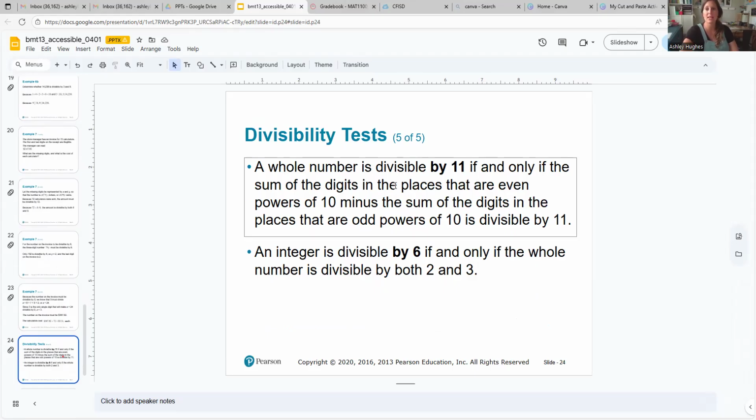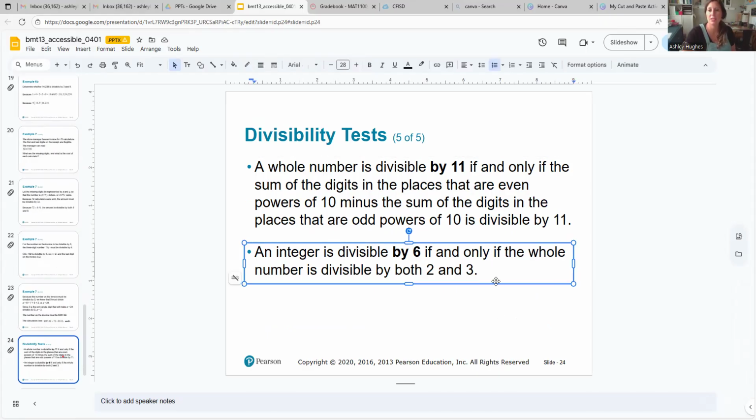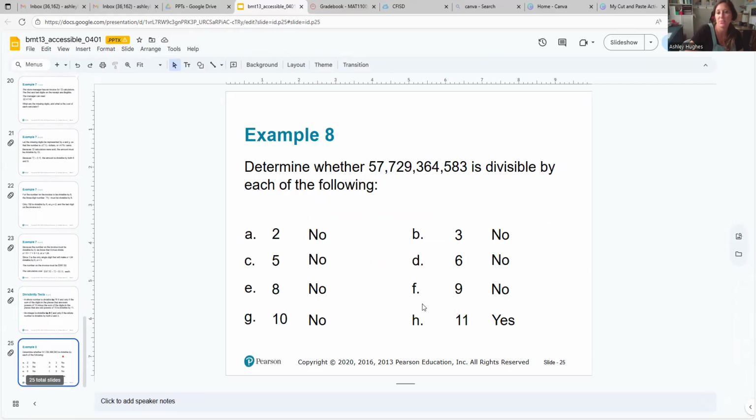The whole number is divisible by 11 if and only if... this is an interesting one. I don't usually see it used often, but basically you sum up the odd digits and the even digits and you subtract. And if that number is divisible by 11, then the whole number is divisible by 11. For 6, if you know it's even, okay, and then you know it's divisible by 3, it must be divisible by 6. The 6 is 2 times 3. So for 6, it has to be even, and also the sum needs to be divisible by 3.